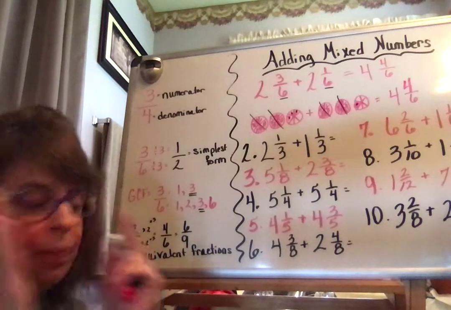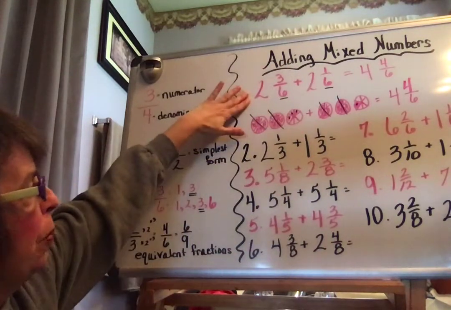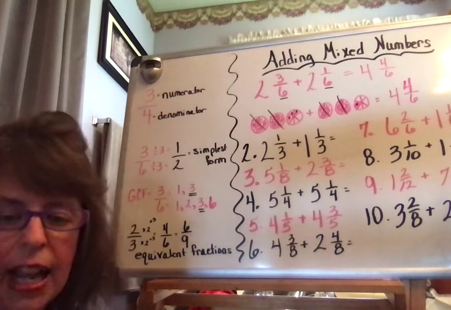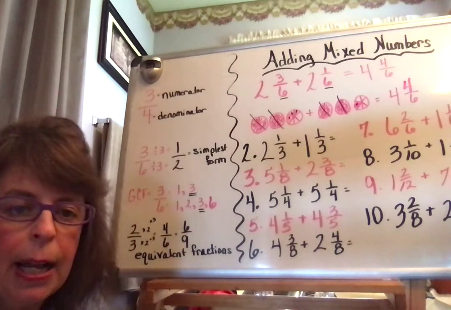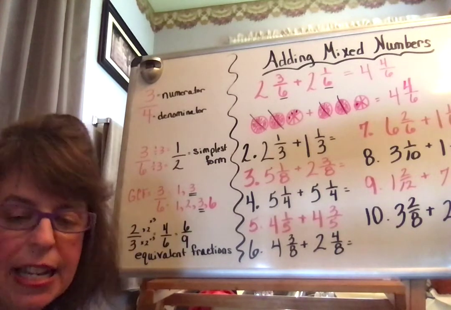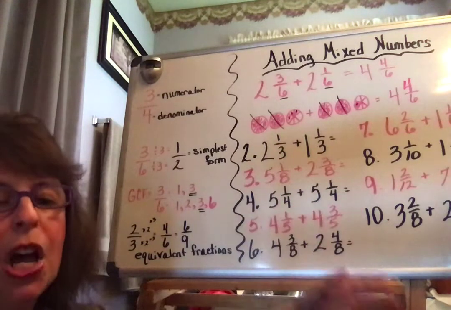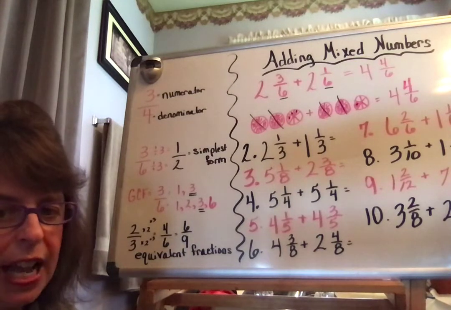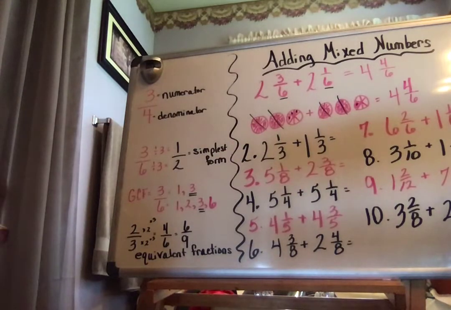Okay, fun lesson. So when you add mixed numbers, here's my first problem. If you go to ConnectEd, log into your ConnectEd account, go to the math workbook, and we are in Chapter 9, Lesson 6. I took all these problems from that workbook page. So it's Chapter 9, Lesson 6. Okay, so here we go. Just give me a second.